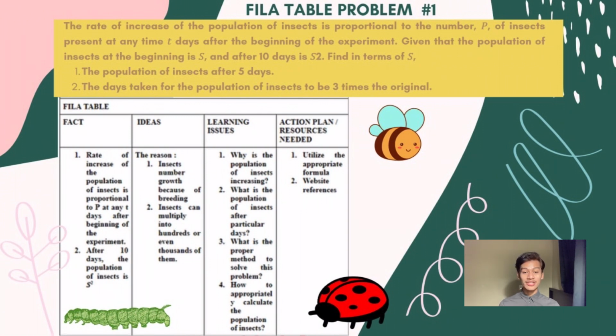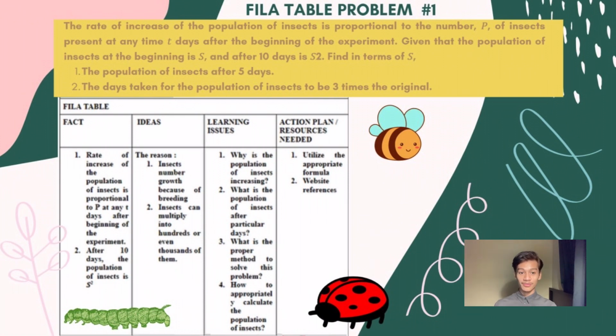Given that the population of insects at the beginning is S, and after 10 days is S to the power of 2. Find in terms of S: number 1, the population of insects after 5 days, and the second one, the days taken for the population of insects to be 3 times the original population.